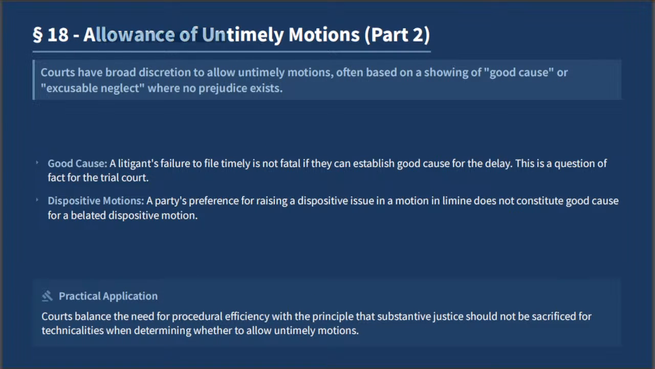Now we're on to the allowance of untimely motions. Courts have broad discretion to allow untimely motions, often based on a showing of good cause. You saw this, right? Okay, yeah. Good cause: the litigant's failure to file timely is not fatal if they can establish good cause for the delay. This is a question of fact for the trial court. Oh, wow, fact. So you can't just have a letter saying that. You could have some fact.